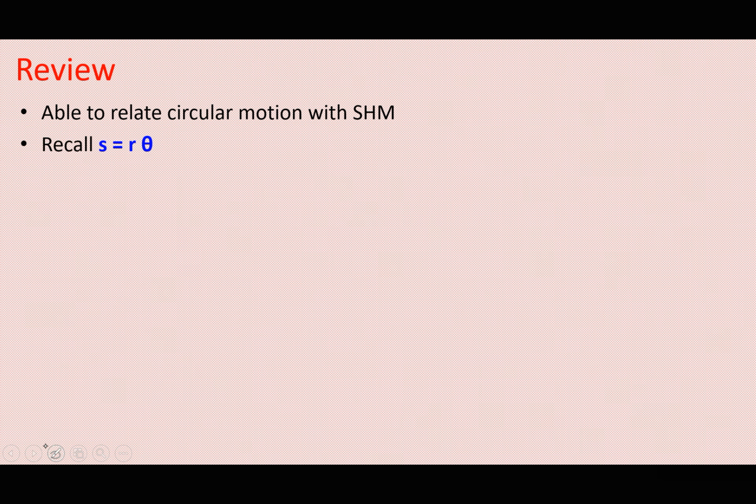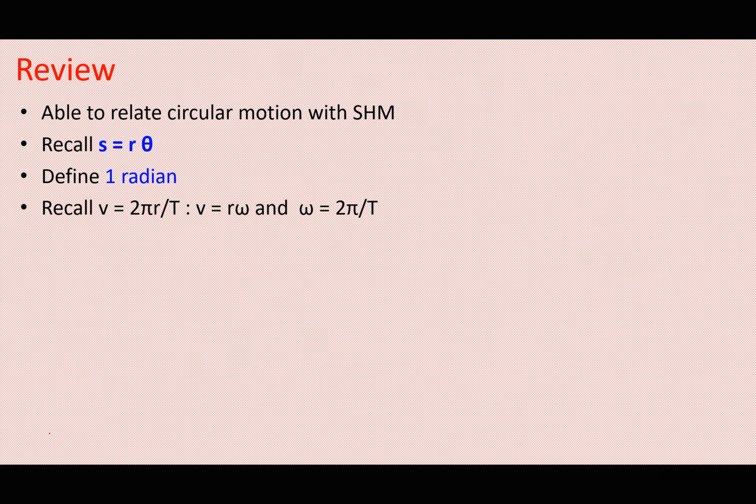We also mentioned that s was equal to r times theta for theta measured in radians. I think we saw that under circular motion. And you must be able to define a radian. One radian, the angle is defined as 1 radian if the arc length is equal to the radius. You should be able to use v equals 2 pi r over T, because remember v is equal to omega times r, and omega is 2 pi over T.